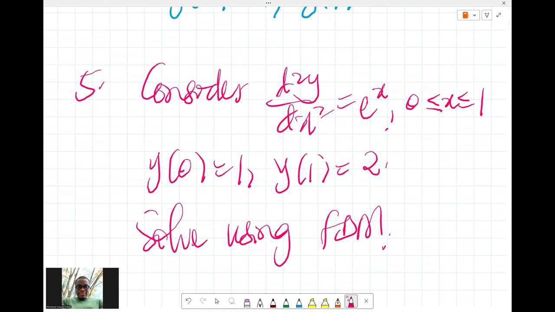In the next video, I'll be talking about the shooting method, which is another method for solving boundary value problems. So watch out for that.